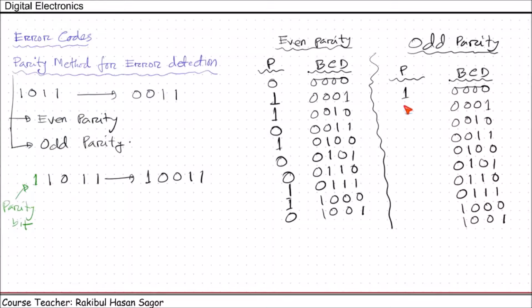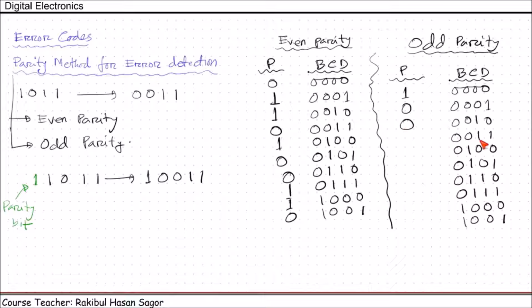Next, it will be 0 here. Why are we putting 0 here? Because in odd parity, our main target is to make the number of ones odd. As we are already having an odd number of 1s here, we are putting parity bit equal to 0. Eventually that will give us an odd number of ones. Here we are having an odd number of ones, so the parity bit will be 0.